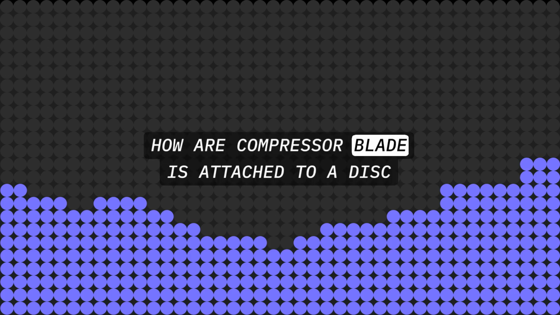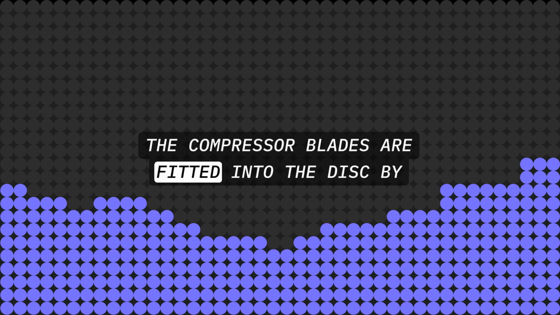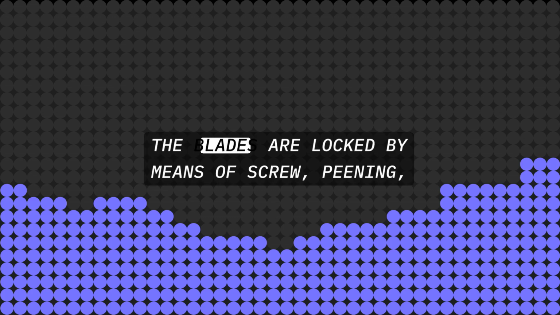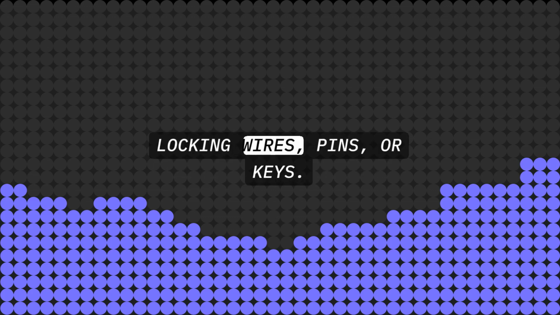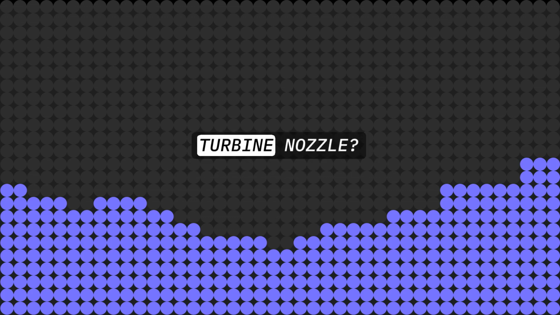How are compressor blades attached to a disc-type rotor? The compressor blades are fitted into the disc by either bulb-type, fir tree, or dovetail-type roots. The blades are locked by means of screws, peening, locking wires, pins, or keys. What is the purpose of the nozzle diaphragm, or turbine nozzle?